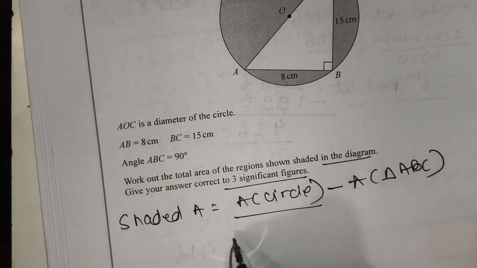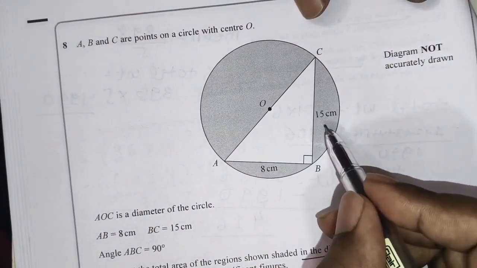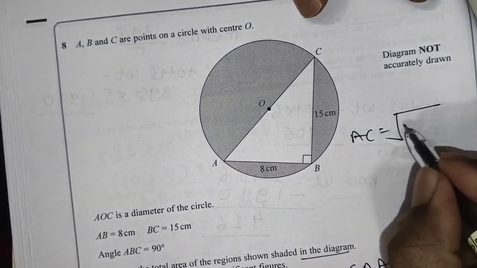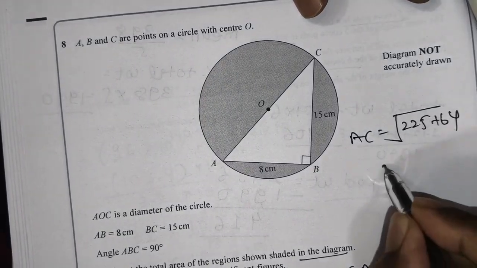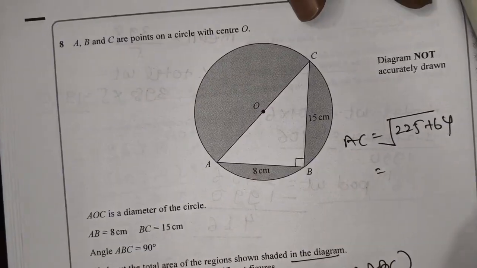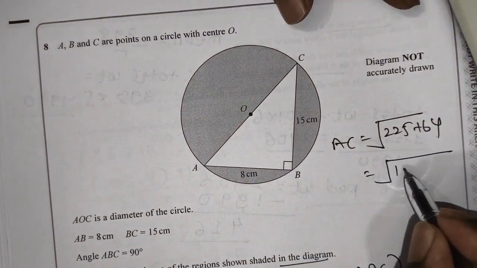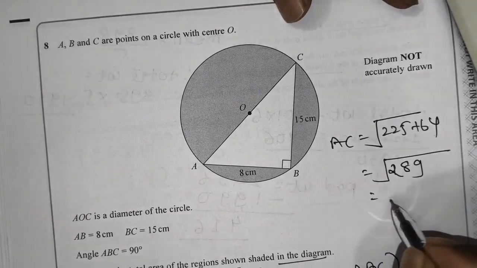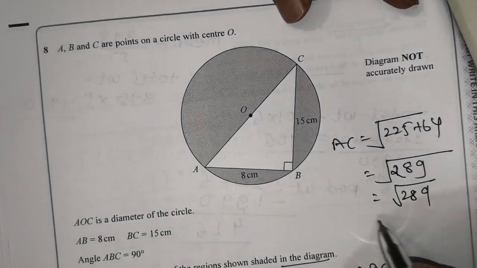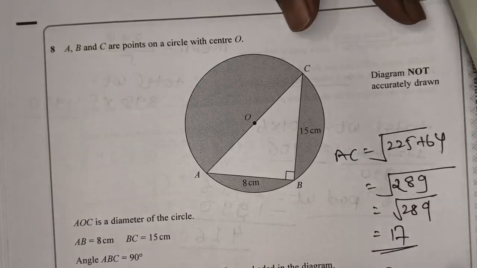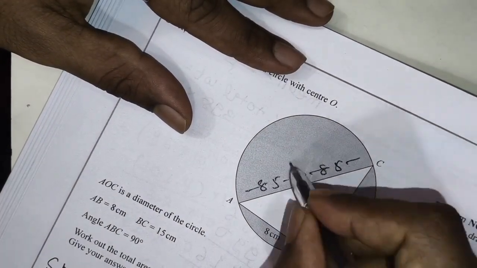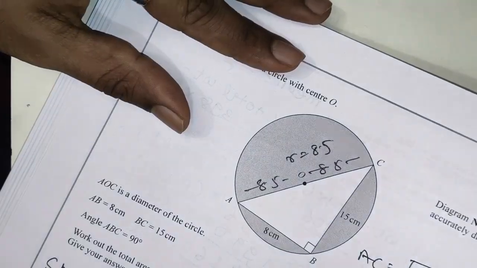Correct? What is the area of a circle? Pi r squared. Correct? What is my r? If this is 15, this is 8. What is my AC? AC is equal to square root of 225 plus 64, which is 289. The square root of 289 is equal to 17. Correct? So this is 8.5, this is 8.5, my r is equal to 8.5.